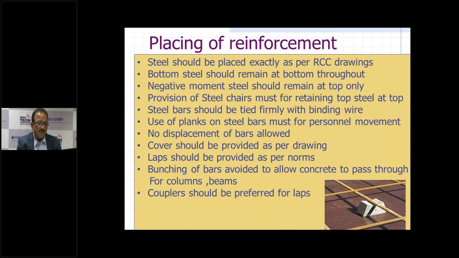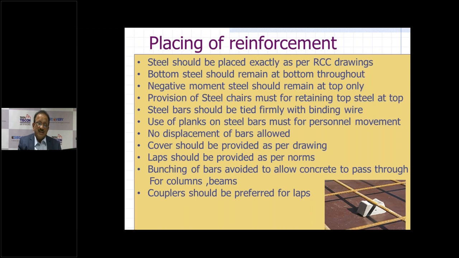Then bunching of the bars should be avoided to allow concrete to pass through the RCC sections like columns and beams. If the bars are placed very closely, how would concrete pass through that? And if concrete is not surrounding the steel bar, then it is exposed because of the honeycombs. It is exposed to the weather and steel would undergo corrosion at a faster rate.